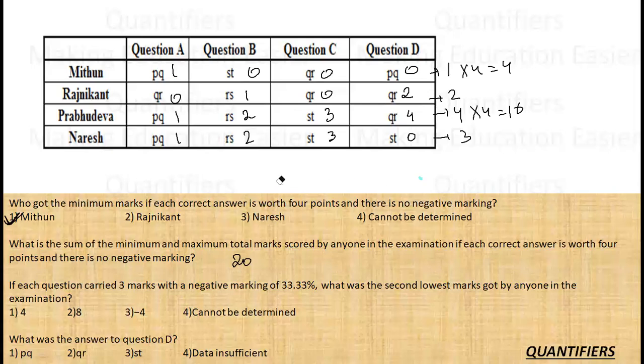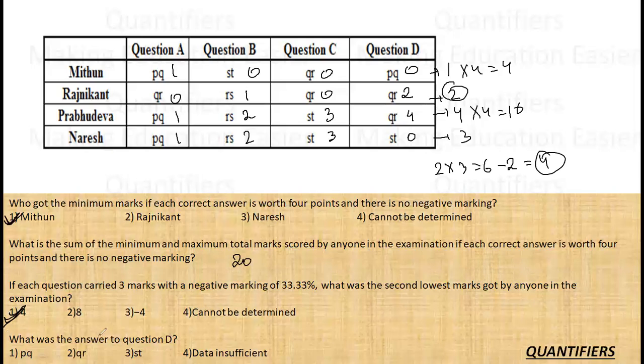So this is also done. Third, if each question carried 3 marks with a negative marking of 33.33 percent, what is the second lowest mark got by anyone in the examination? The second lowest marks will be with the person who has 2 correct, 2 wrong. So 2 into 3 is 6, and 2 negatives, that is 1 by 3 each, is 2 negative. So 4 marks is the net answer. Again, for this question also, I don't need to know which person has answered which correctly. So even if I'm not able to break the confusions, I should be able to answer this.